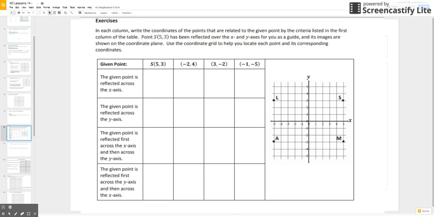So let's go ahead and label that. The reflection of this is M, and we can go ahead and label it. X is still 5 because it didn't go side to side, it went up and down, which means the y value changed. Well, M is at -3, so this is (5, -3). All right, so there you go. Let's go and look at the next one together.